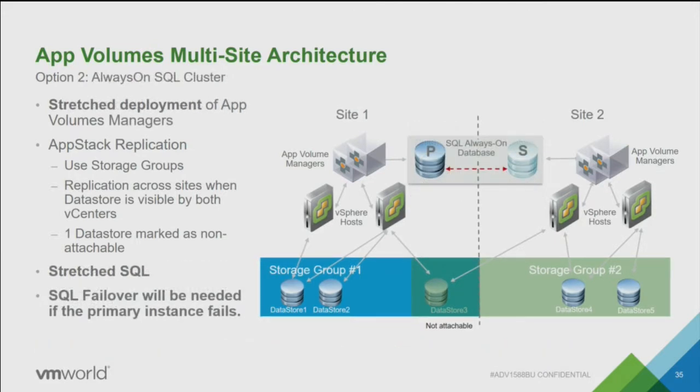The second option is to have one instance that spans both sites. I'm going to use SQL Always On listeners and clusters. Again, any entitlement I do on site 1, because it's in a common database now, is going to be available in site 2. But we're still using the same app stack replication trick.